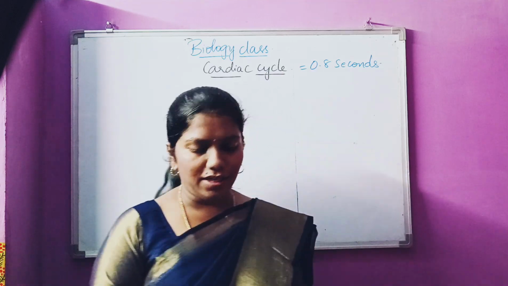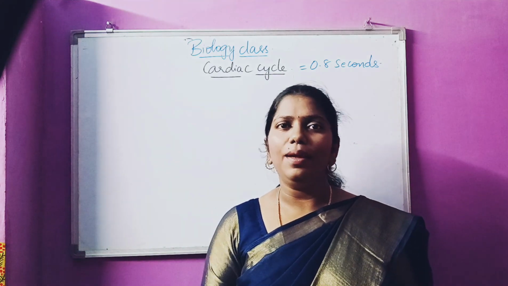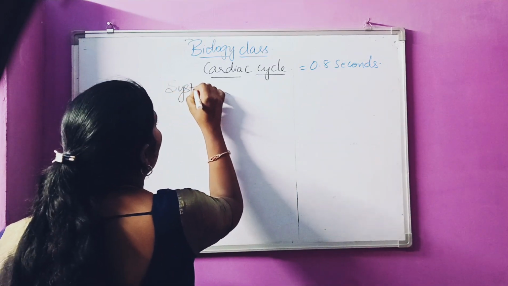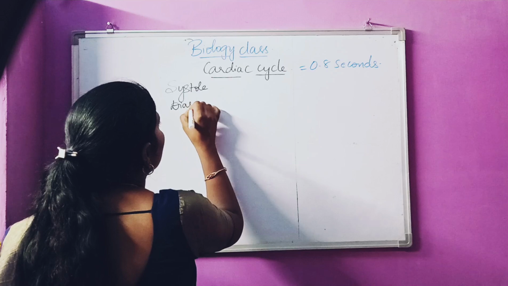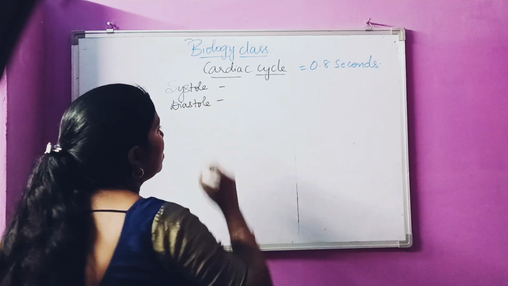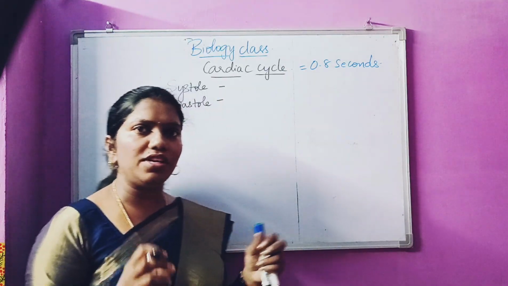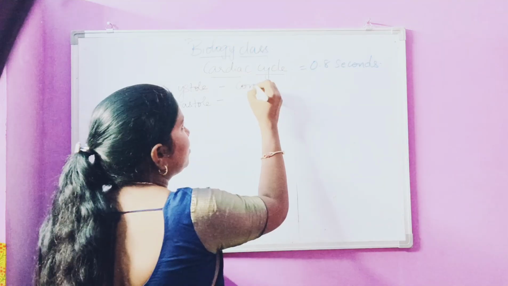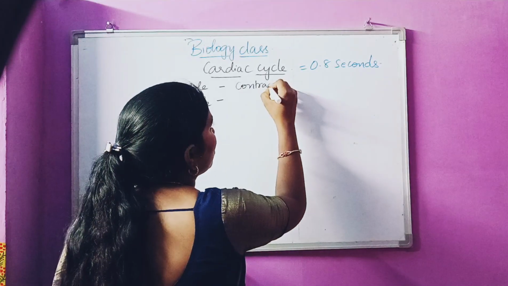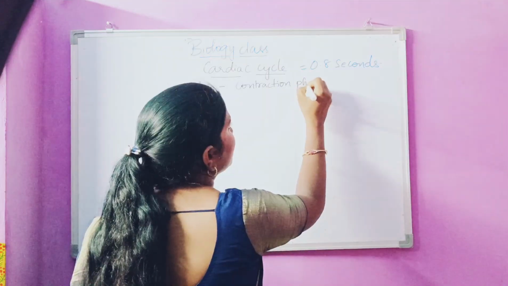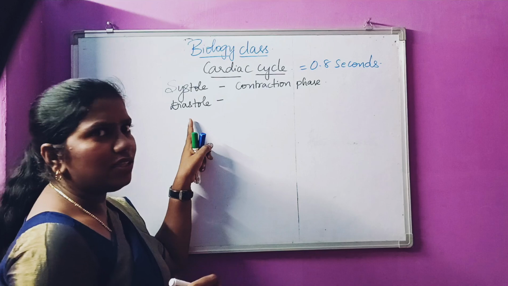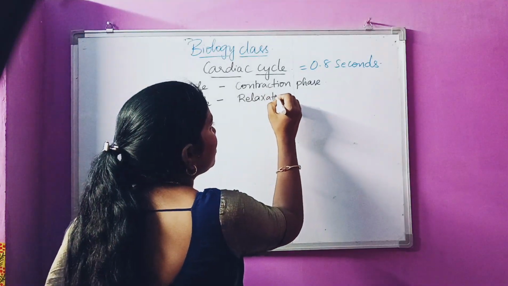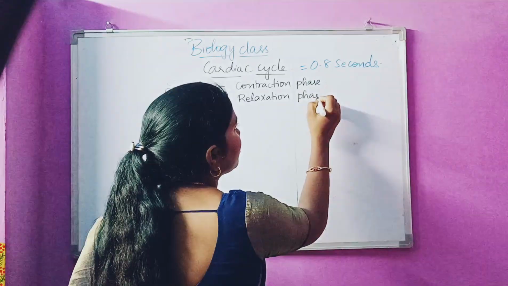Before going into the cardiac cycle, we need to know about two important terms. One is systole, and the other one is diastole. Systole is the contraction phase of the heart. As the heart contracts, we say systole. Whereas diastole indicates the relaxation phase of the heart.